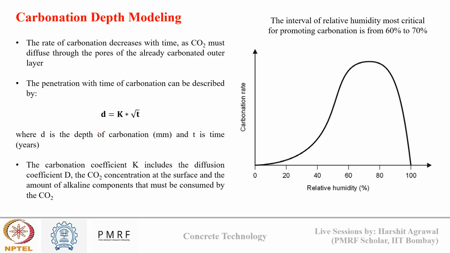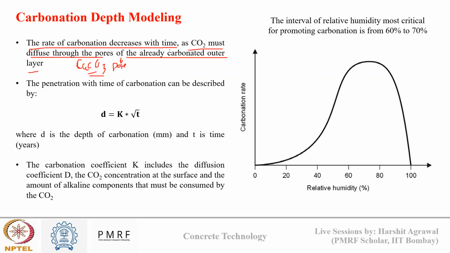We can understand from the carbonation depth modeling. If we model the carbonation, we'll understand the effect of different parameters on the carbonation rate. The rate of carbonation decreases over time. Why? Because CO2 must diffuse through the concrete pores, which are already carbonated. We have seen that upon carbonation CaCO3 is formed. Once CaCO3 forms, it fills up the pore. Now if the pore is filled up, CO2 won't be able to move through the pore.